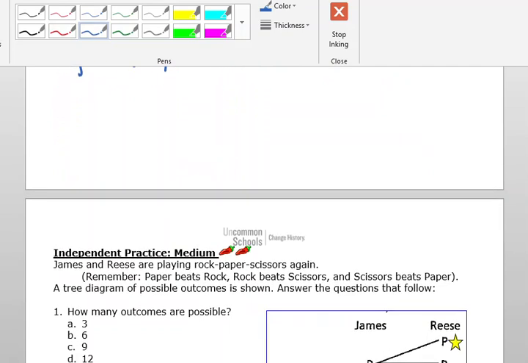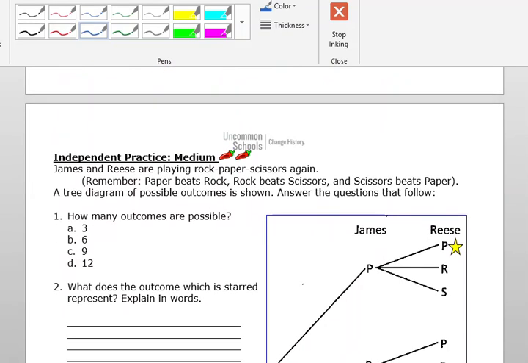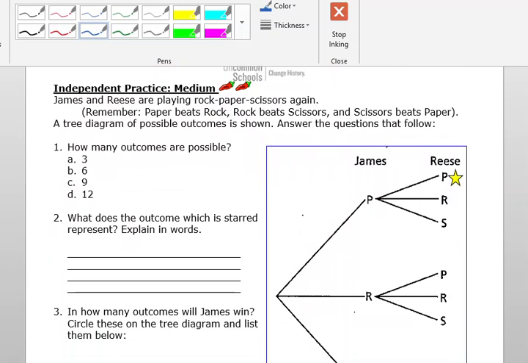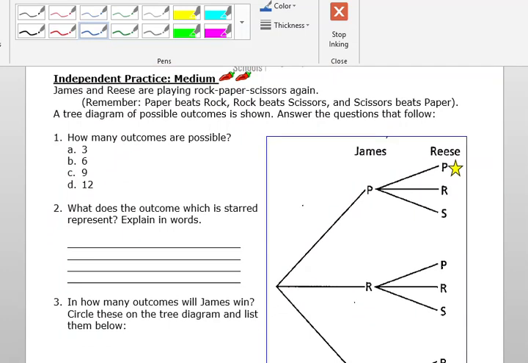Moving right along. We have our independent practice medium, and I want you to go ahead and try to do that on your own. And then you can come back to the video and we'll go over some of it together.